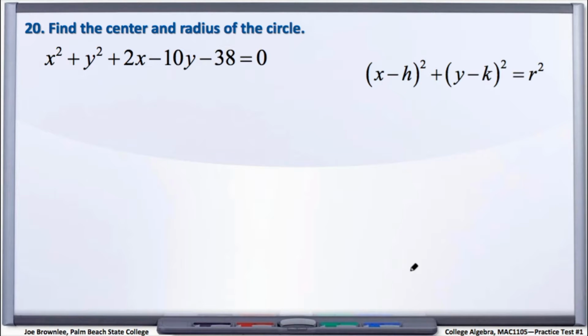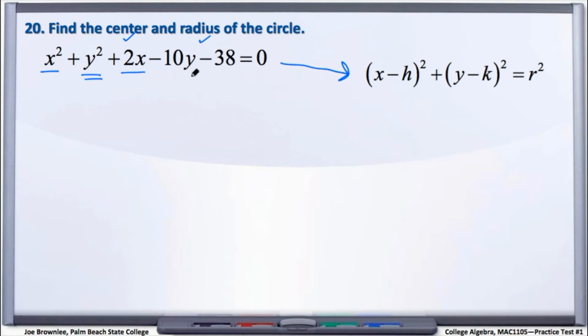So with number 20, we are finding the center and radius of the given circle. And we have the general form of the equation of a circle here: x squared plus y squared plus 2x minus 10y minus 38 equals 0. So what we want to do is take this given general form and somehow manipulate it so that it is in center-radius form, so that we can quickly identify the center and the radius, which is what we're being asked. So just like we did with number 19, let's go ahead and group the x's together.